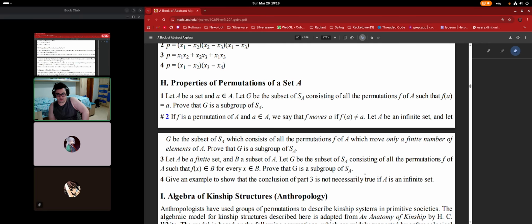Okay, so exercise 3. Let A be a finite set and B be a subset of A. Let G be a subset of S_A consisting of all the permutations F of A, such that F of X is contained in B for every X in B. Prove that G is a subgroup of S_A.